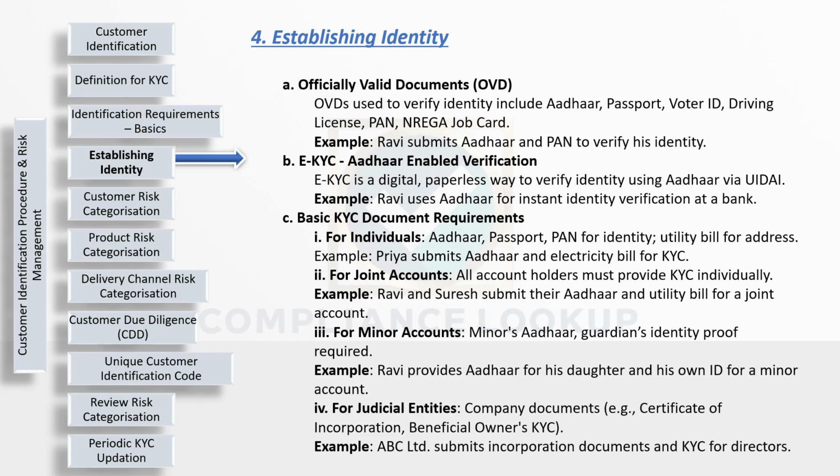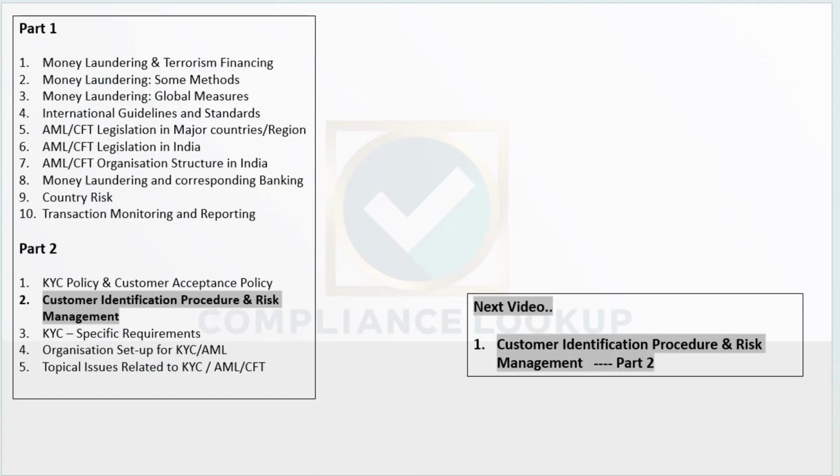Conclusion: the identification requirements and KYC processes help financial institutions verify customers' identities, prevent fraud, and maintain regulatory compliance. These steps vary slightly depending on the type of customer, individual, joint, minor, or entity, but all aim to create a secure banking environment. So we have completed part 1 of customer identification procedure and risk management.